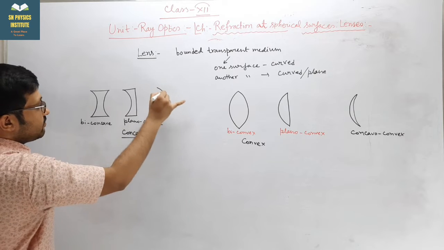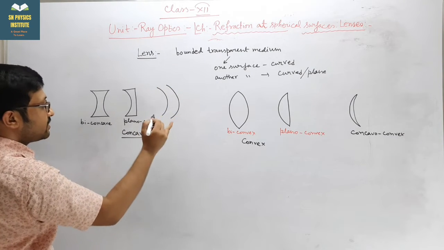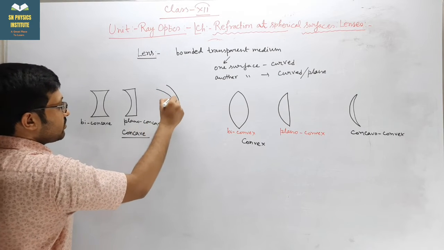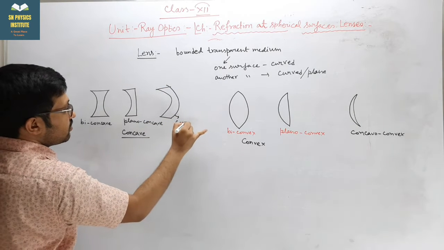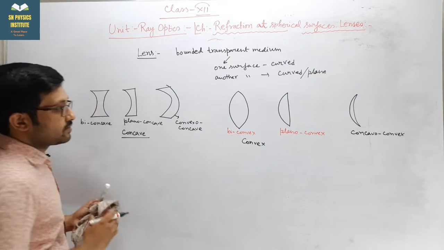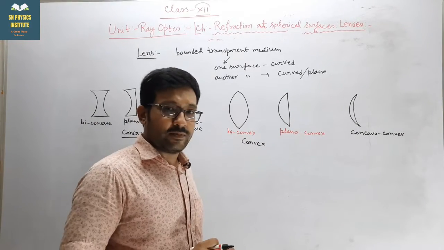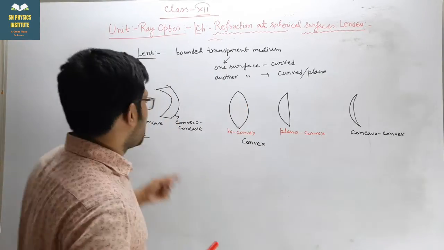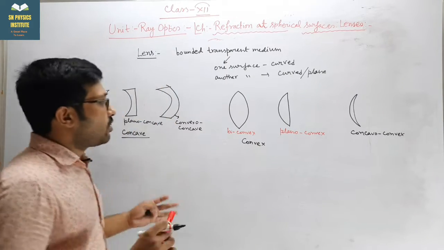These things you know. And if one surface is concave and another surface is convex, and the middle portion is thin, so if I draw it this way, this is called convexo-concave. So these are the two types of lenses, and you know from class 10th level that a convex lens has converging action and a concave lens has diverging action. I am not going into the details.